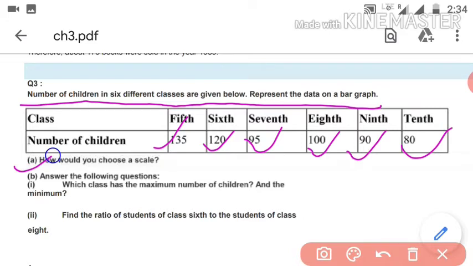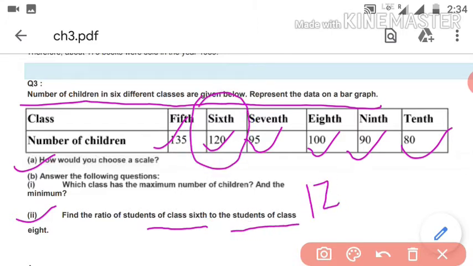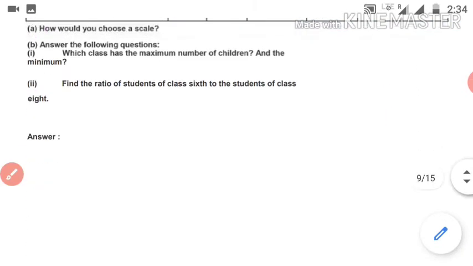Question number 1, choose a scale. Now you have to choose one scale of your own. And B. Answer the following questions. Question number 1. Which class has the maximum number of children? You have to find which class will have the maximum number of children and the minimum. Now second question. Find the ratio of the students of class 6 to class 8. Class 6 is 120 and class 8 is how much? 100. So you have to find the ratio of 120 and 100.